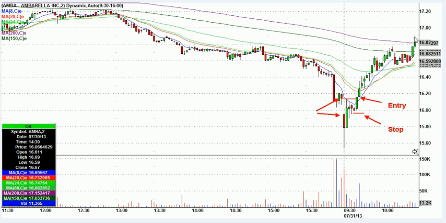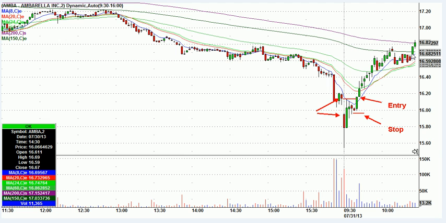So then you can see what happened. There's the entry. The stop was right there, and it never looked back. It just kept climbing and climbing and went up to, I think the high was 16.85. And I was a seller up in here because it had stopped climbing and started going sideways, and I was done with it. But that's a nice trade, easy setup.